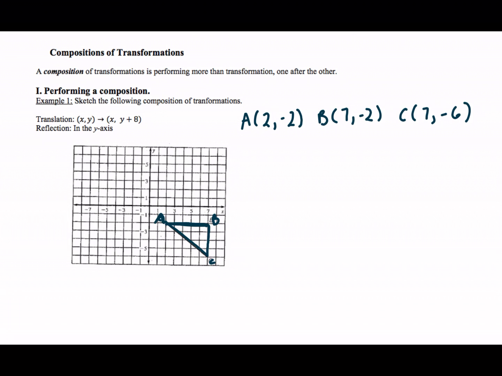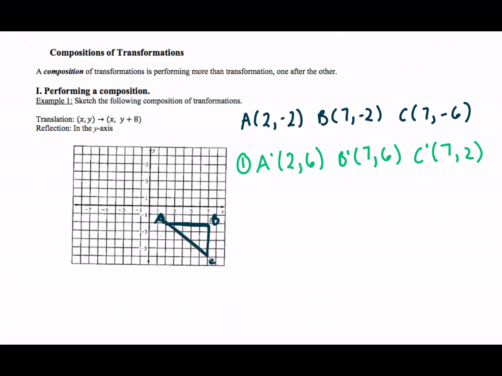So to do a composition, I'm going to start with my first transformation, which is a translation. All right, so the first thing I'm going to do is take my coordinates that I already wrote out up here, and translate them. So I have my coordinate A at 2, -2. To translate it up 8 units, I'm going to keep the x coordinate the same, and then add 8 to the y coordinate. So my A prime is at 2, 6. I'm going to do the same thing. So B prime is going to be at 7, 6, and C prime is going to be at 7, 2.